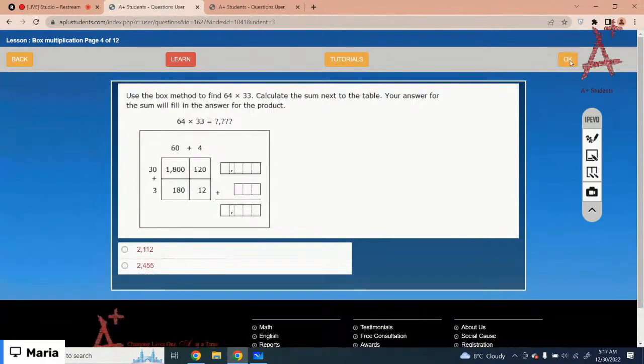Use the box method to find 64 times 33. Calculate the sum next to the table. Your answer for the sum will fill in the answer for the product. So you have to just add them. Got it? You have to do 1800 plus 120. So it would be 0.